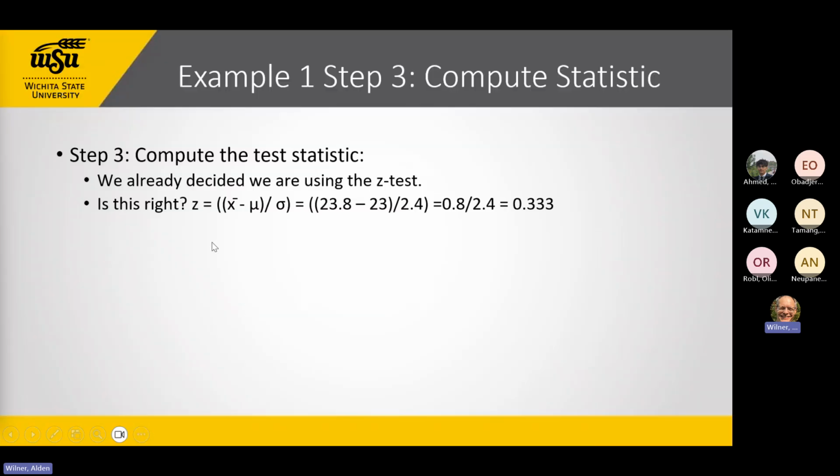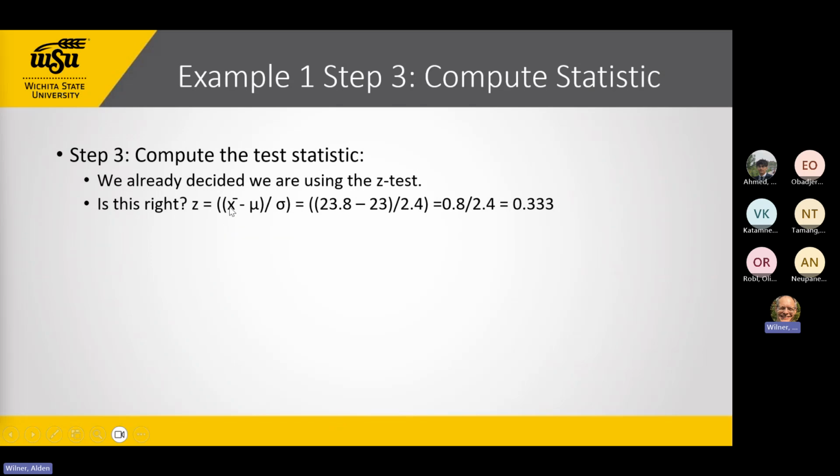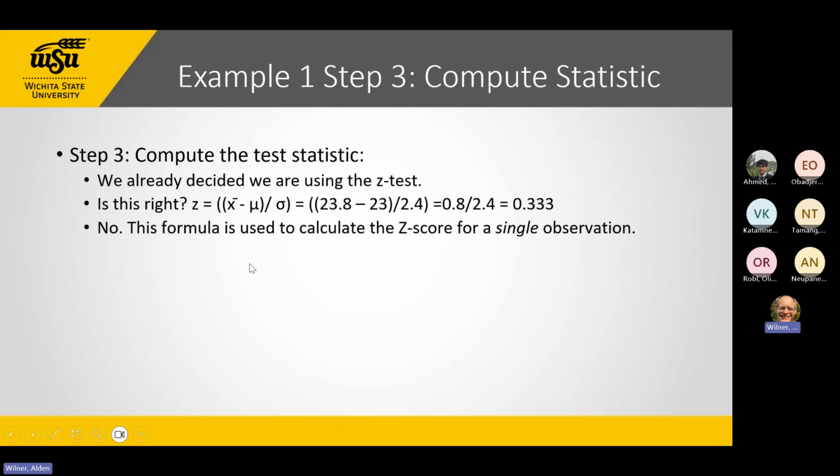Now I compute our test statistic. We're already using the z-test. So we have x bar minus mu over sigma. 23.8 minus 23 over 2.4 is 0.33. That is our test statistic as a single observation, though.